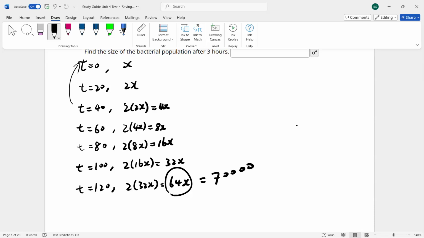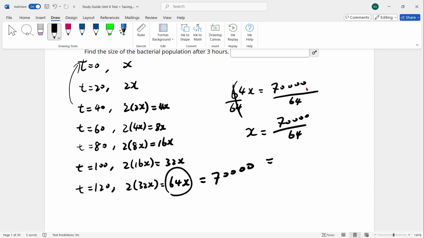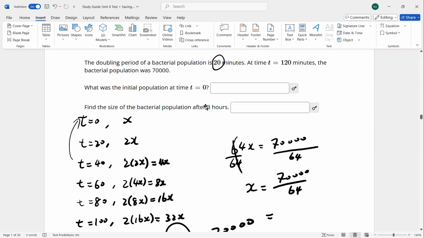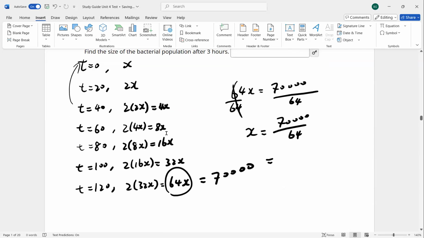And then we have an equation now. 64x equals 70,000. Divide each side by 64. Cancel, x equals 70,000 over 64. What was the initial population at the time t equals 0? It doesn't say the rounding. I think we don't need to round it because 64 just has factor 2.